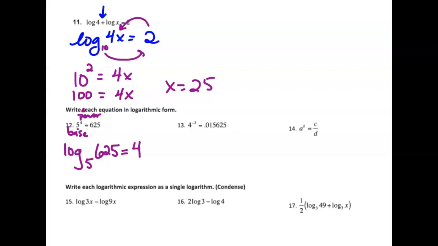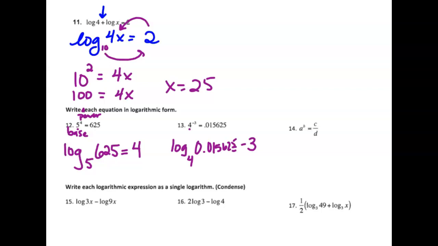Remember, the answer in a log statement is always the power. So it's always going to equal whatever your power was. In this case, our base is a 4. So we have log base 4. Our power is negative 3, so it has to equal negative 3. And then our main number in this case would be 0.015625.